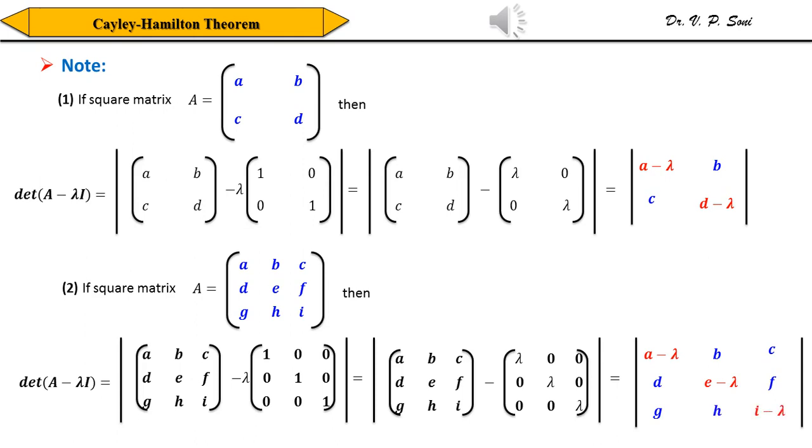Here note that in determinant of A minus lambda, we subtract lambda from the principal diagonal entries and other entries are as they are.